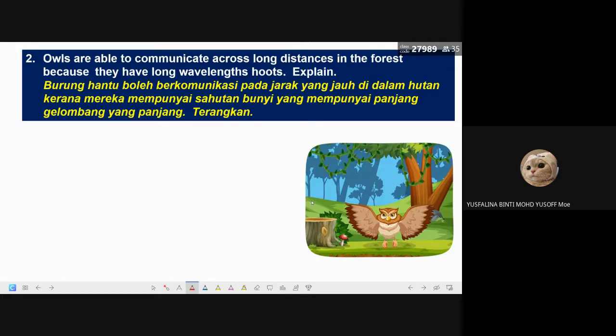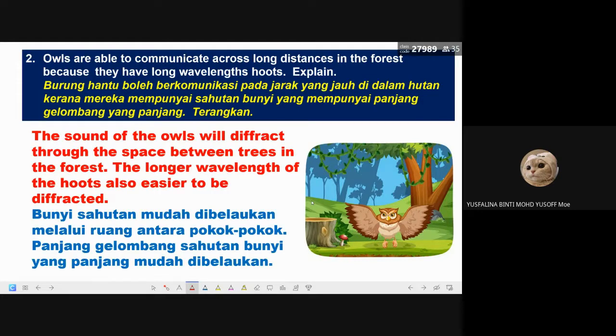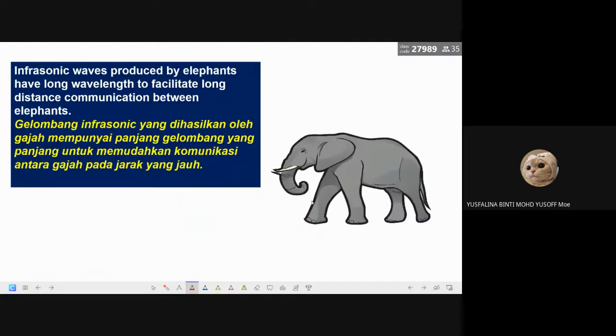The next one: owls are able to communicate across long distances in the forest because they have a long wavelength hoot. To explain, the sound of the owls will diffract through the spaces between the trees in the forest. The longer the wavelength of the hoots, the easier it is to diffract. Another one is elephants. The infrasonic waves produced by elephants have a long wavelength to facilitate long distance communication between elephants.